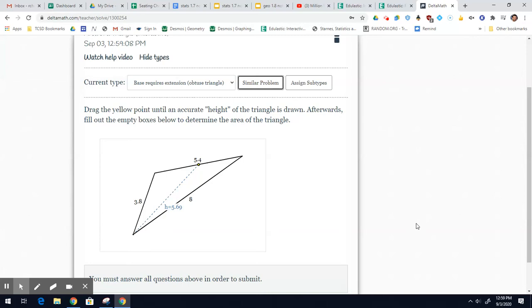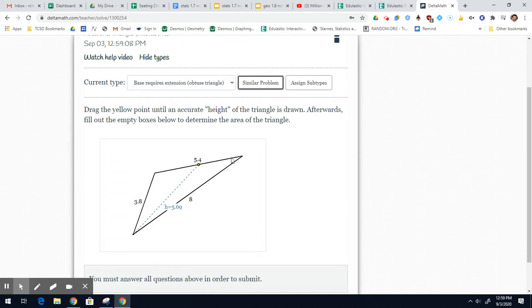All right, geometry. So here's our first question from Delta Math. It says, drag the yellow point until an accurate height of the triangle is drawn. Afterwards, fill out the empty boxes below to determine the area of the triangle. So notice that this is the yellow dot we can move. So they want this 5.4 to be the base of our triangle.